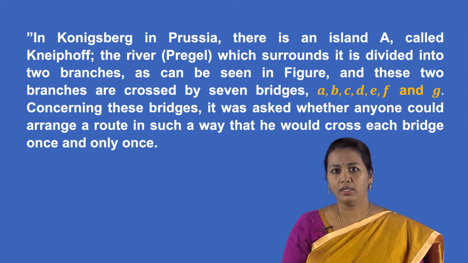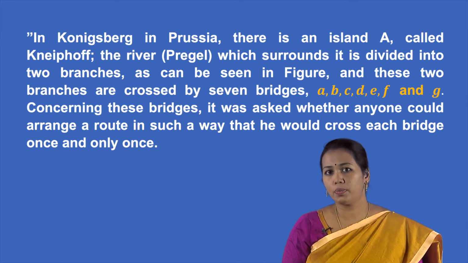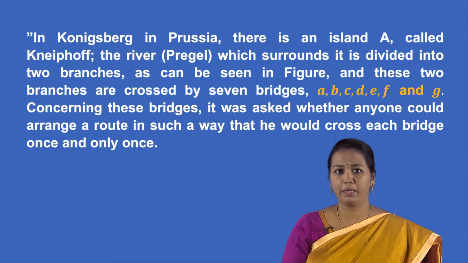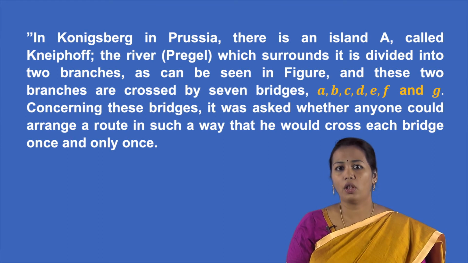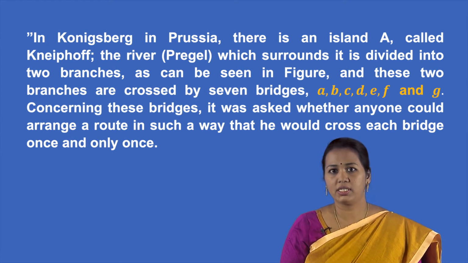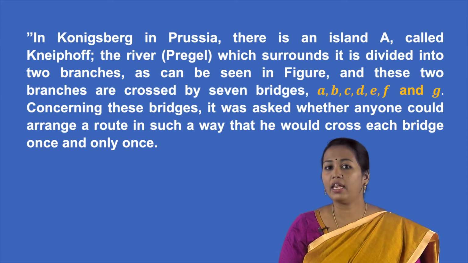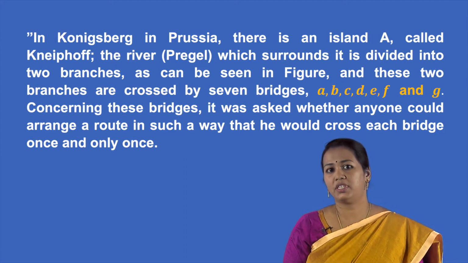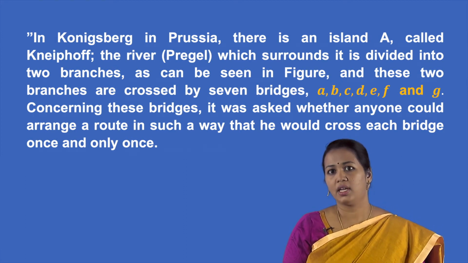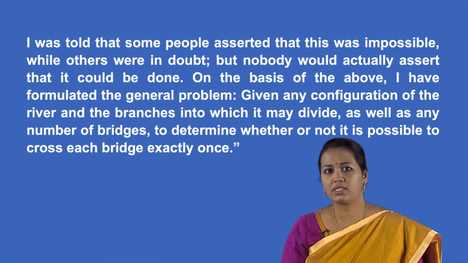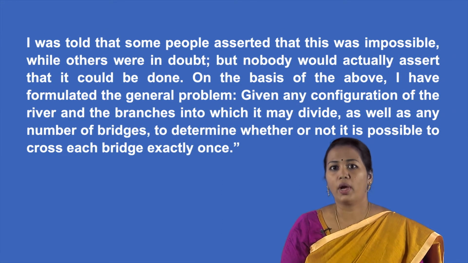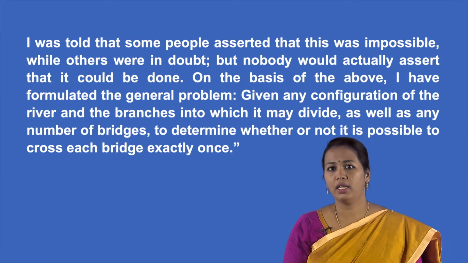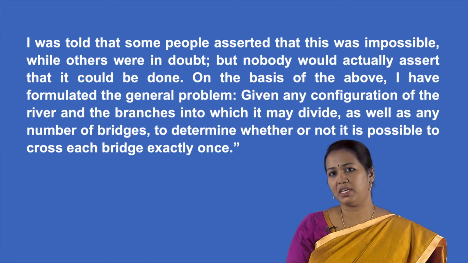The river Pregel, which surrounds it, is divided into two branches as can be seen in the picture displayed on the screen. And these two branches are crossed by 7 bridges A, B, C, D, E and F along with G. Concerning these bridges, it was asked whether anyone could arrange a route in such a way that he would cross each bridge once and only once. I was told that some people asserted that this was impossible, while others were in doubt, but nobody would actually assert that it could be done.